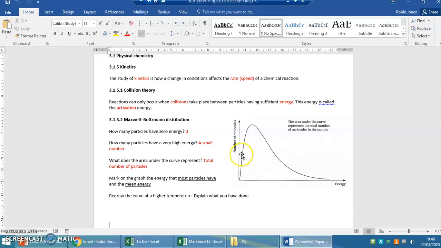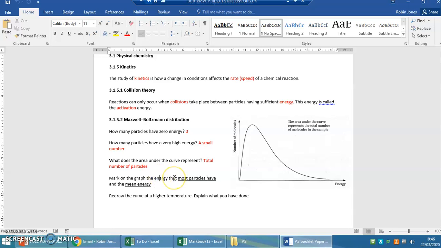How many particles have a very high energy? So if I trace it up here, up to this top point here, does it touch the x-axis? And the answer is no, because even at a very, very high energy, there are some particles, not many, but there's a small number of particles that have a very high energy. The area underneath the curve represents the total number of molecules in the sample, usually a gas. So the area underneath the curve represents the total number of molecules or total number of particles in the sample.